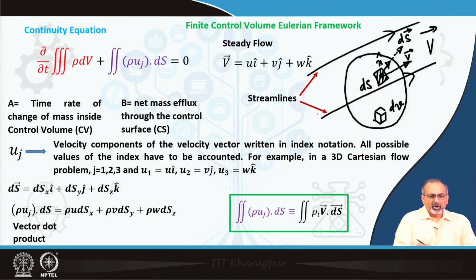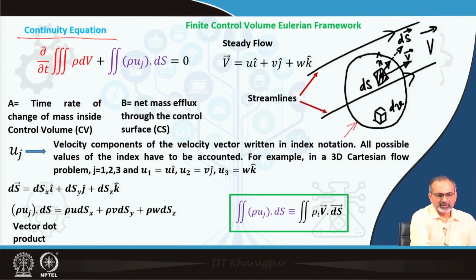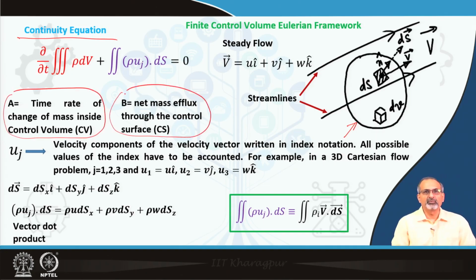For that, we quickly recall the continuity equation from basics. So, when you look at a control volume of the form like this, you recall having accounted for the two main effects of mass flow rate through the control volume. One was the time rate of change of mass inside the control volume given by this volume integral, while the surface integral took care of the net mass efflux through the control surface.